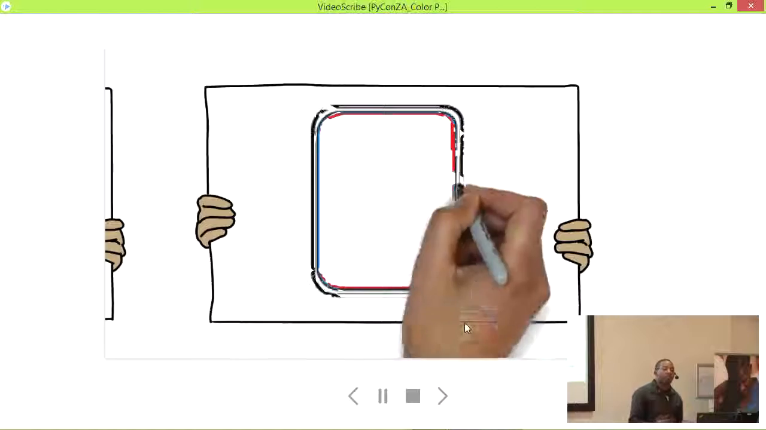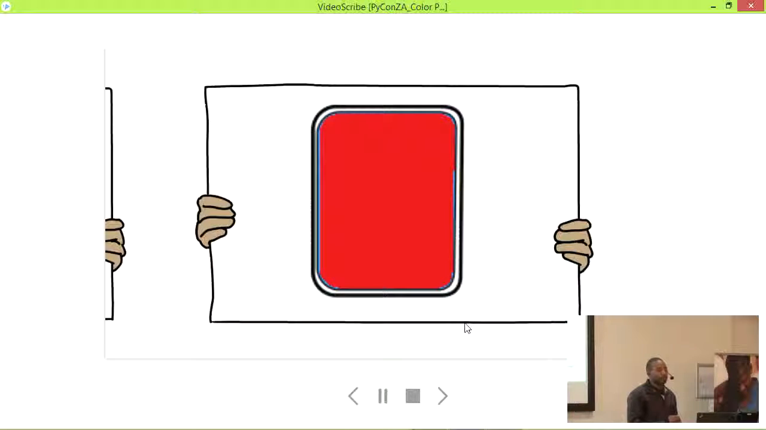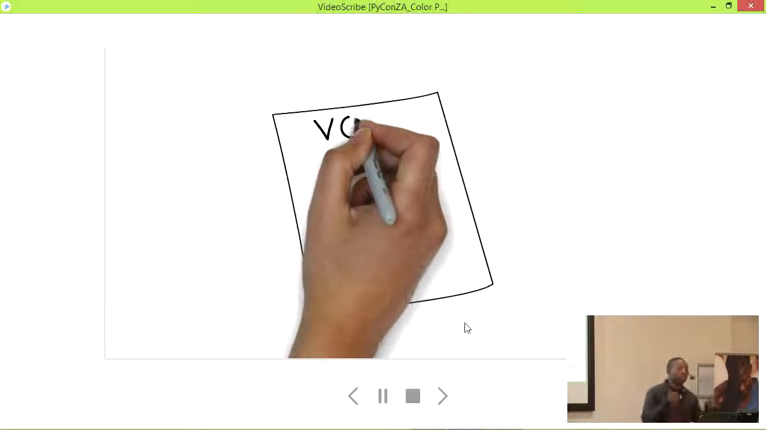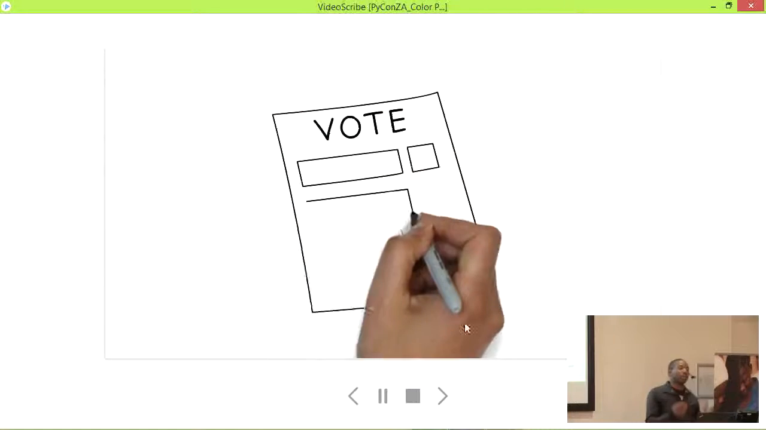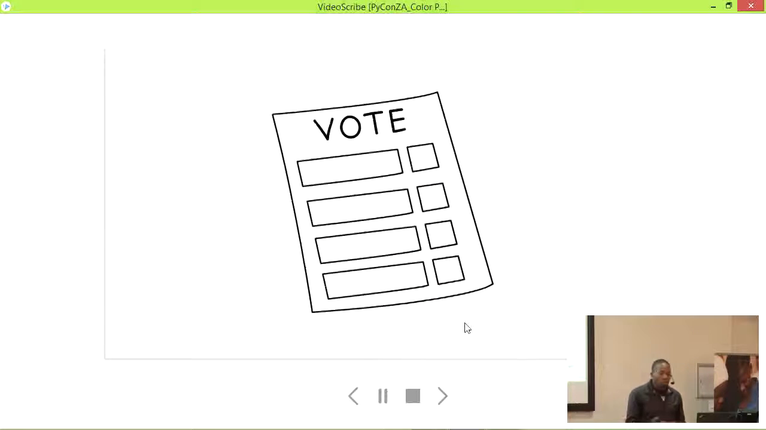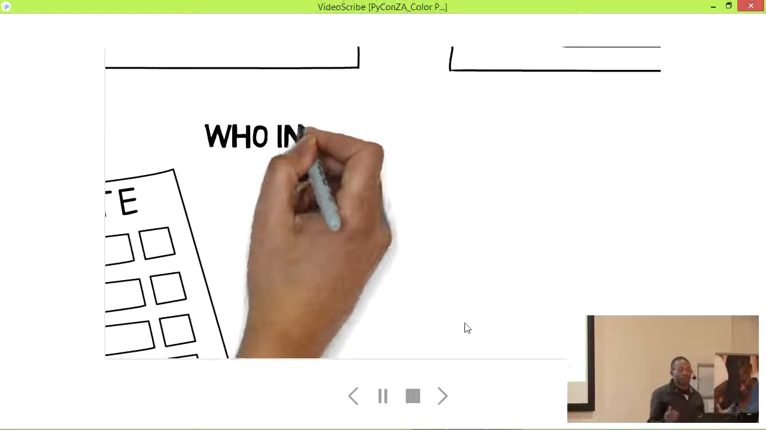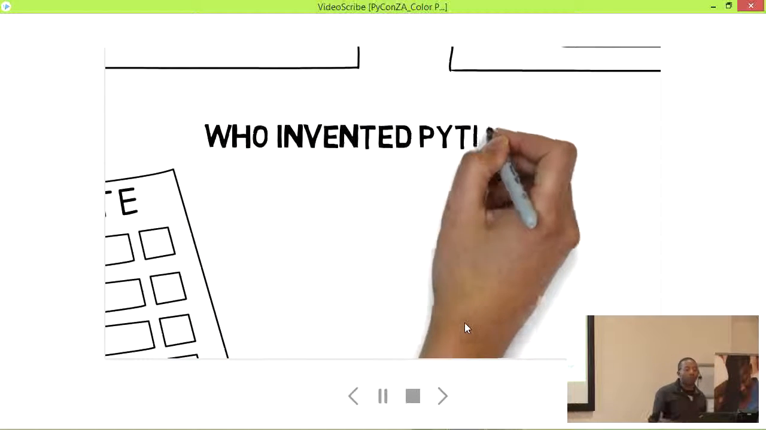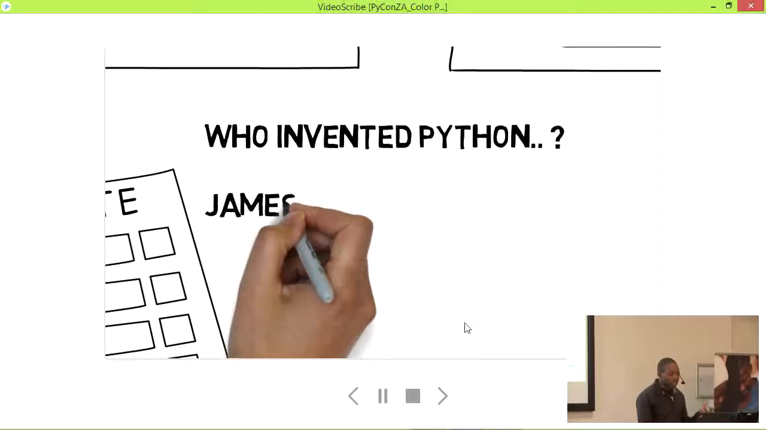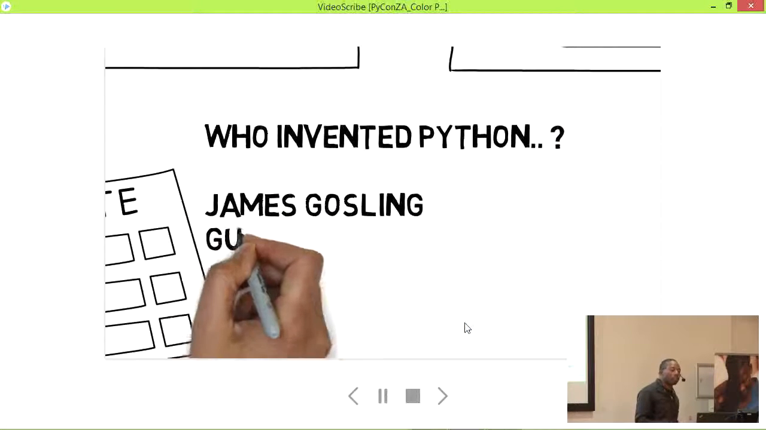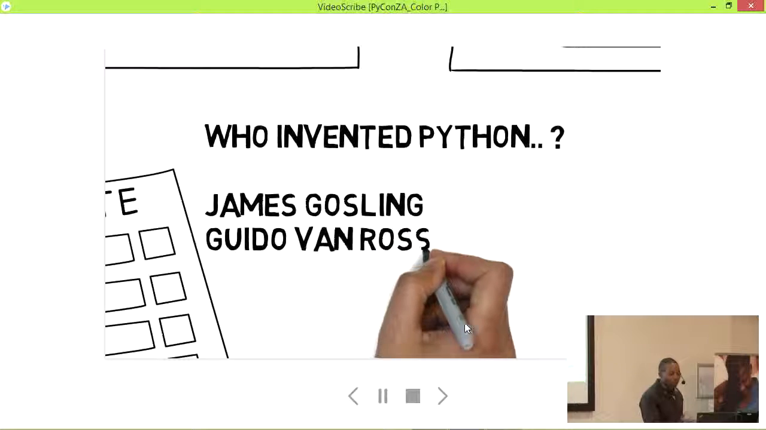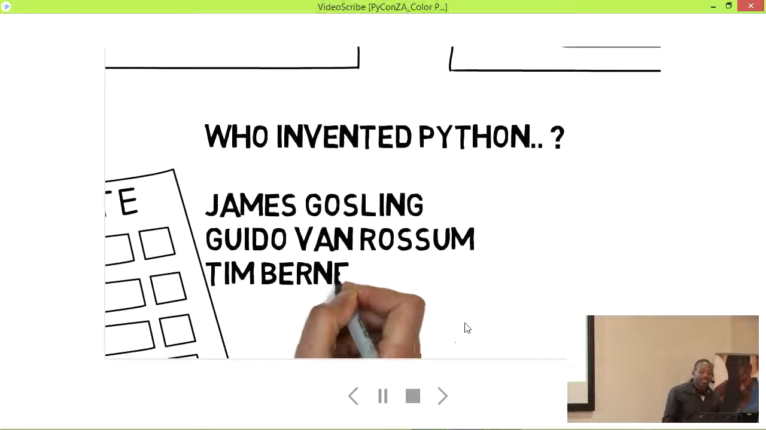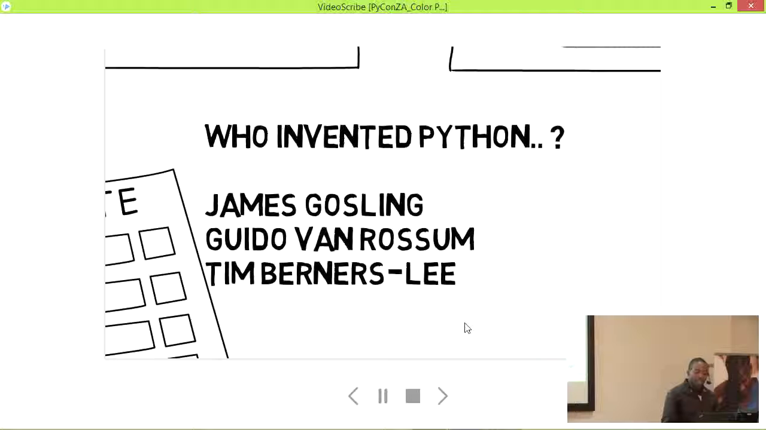And I can ask someone simply, hey, how many people think the sky is blue. This is a way of voting to say, hey, this is my answer. So one of the questions, to show how it can work, is who invented Python, for example? And these are your options. You give an option. Was it James Gosling? Was it Guido van Rossum? Was it Tim Berners-Lee? That's something I might ask the audience.